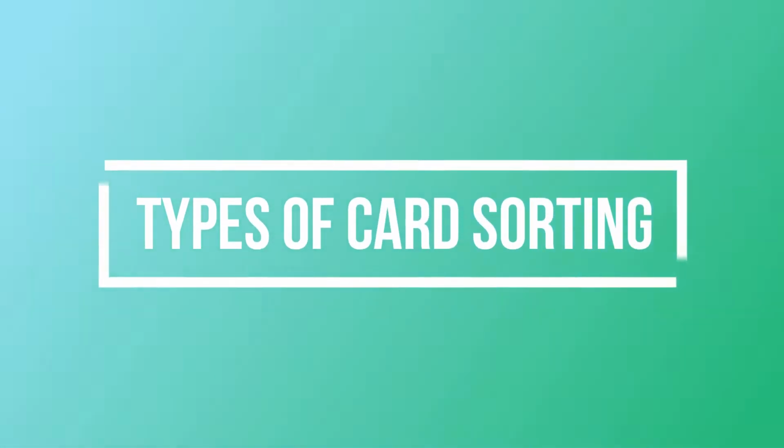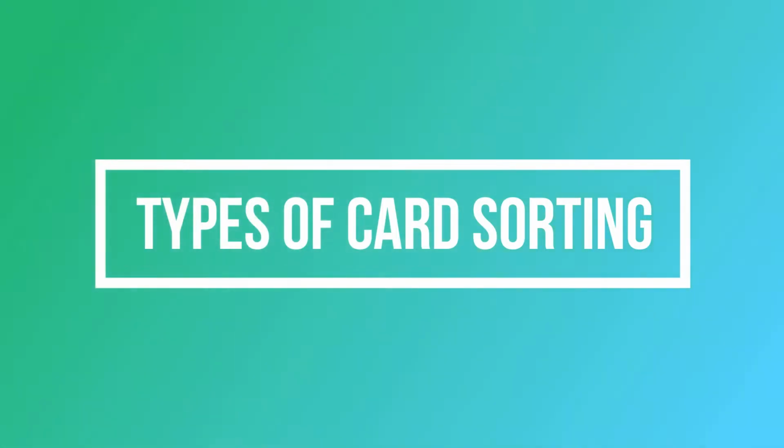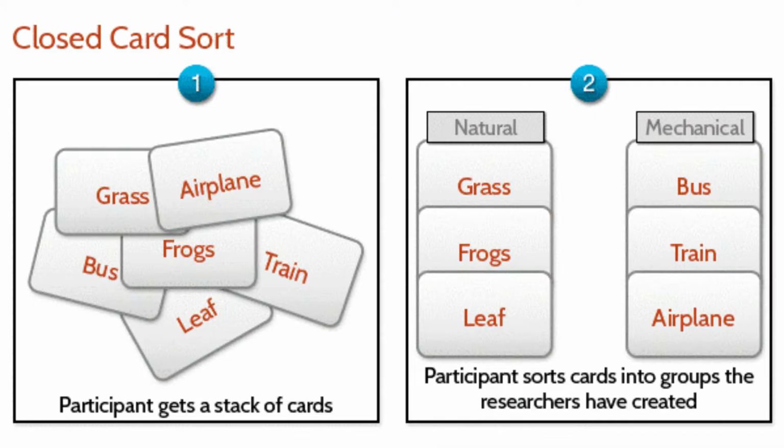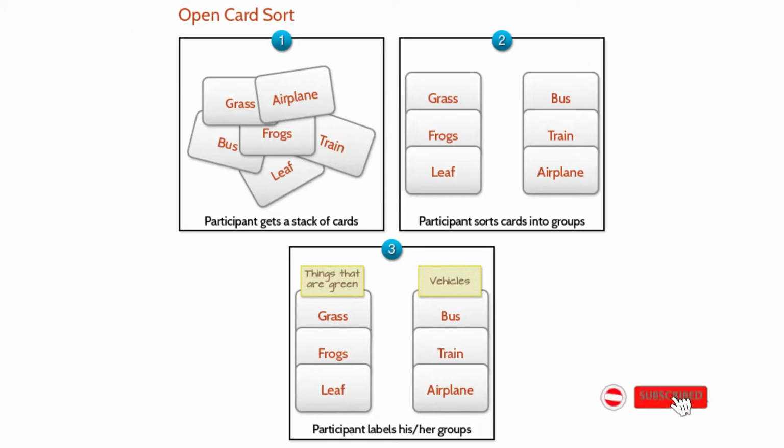So now let's quickly look at the types of card sorting. There are two types of card sorting. The first one is open card sorting and the second one is closed card sorting. The first one, open card sorting, is the most common type of card sorting. In an open card sorting, users are free to assign whatever names they want to the groups they have created with the cards on the sticky notes.